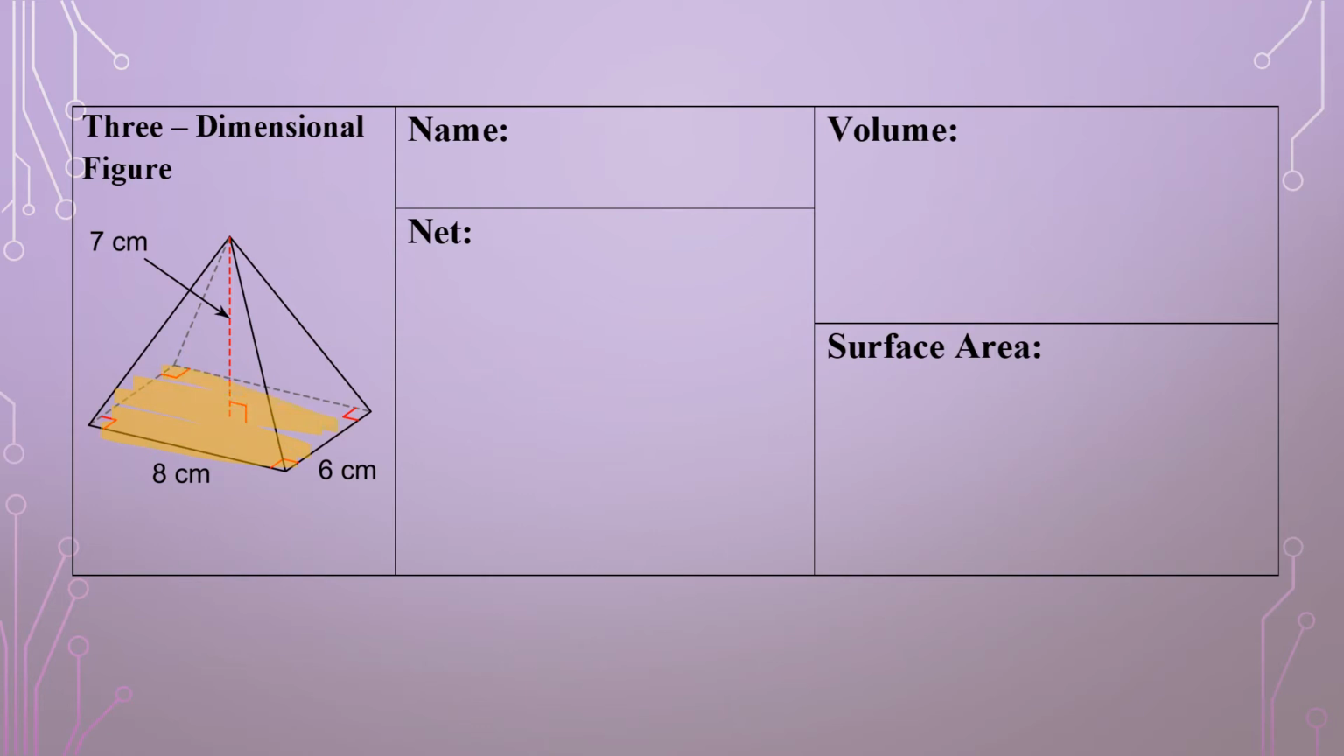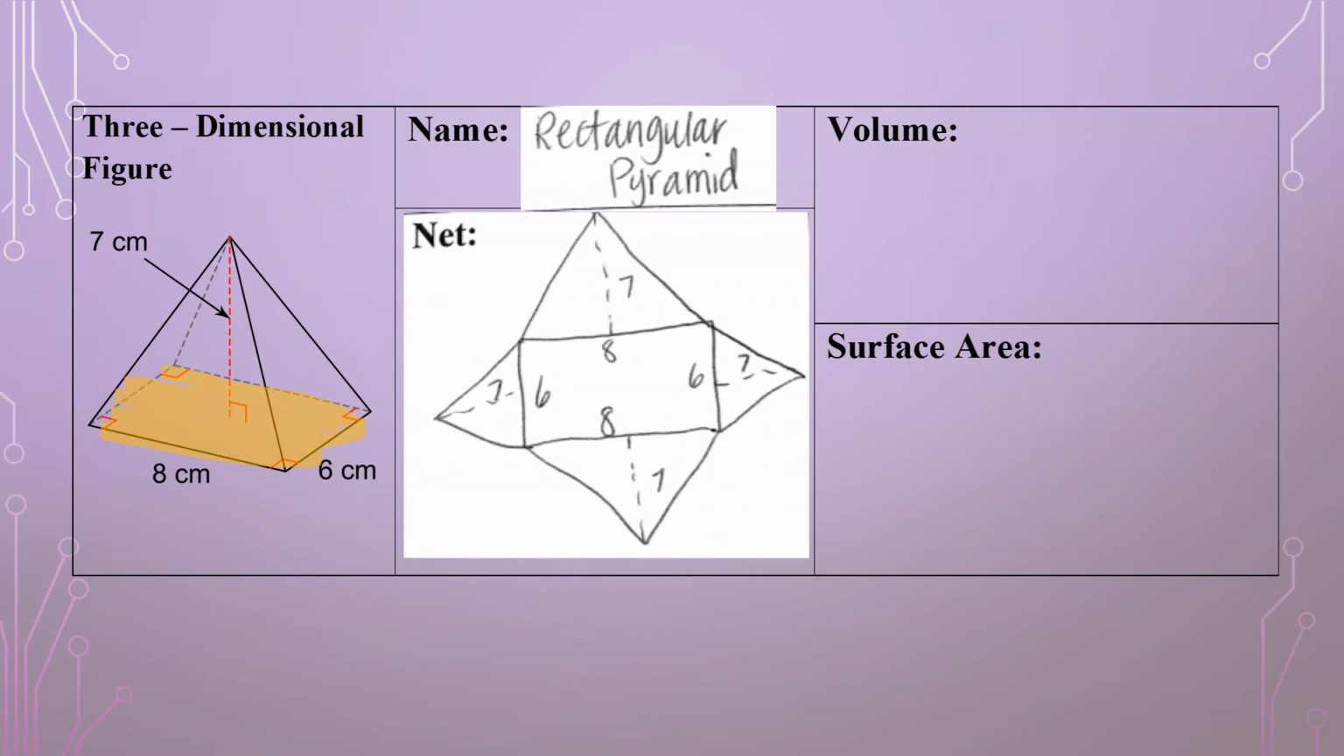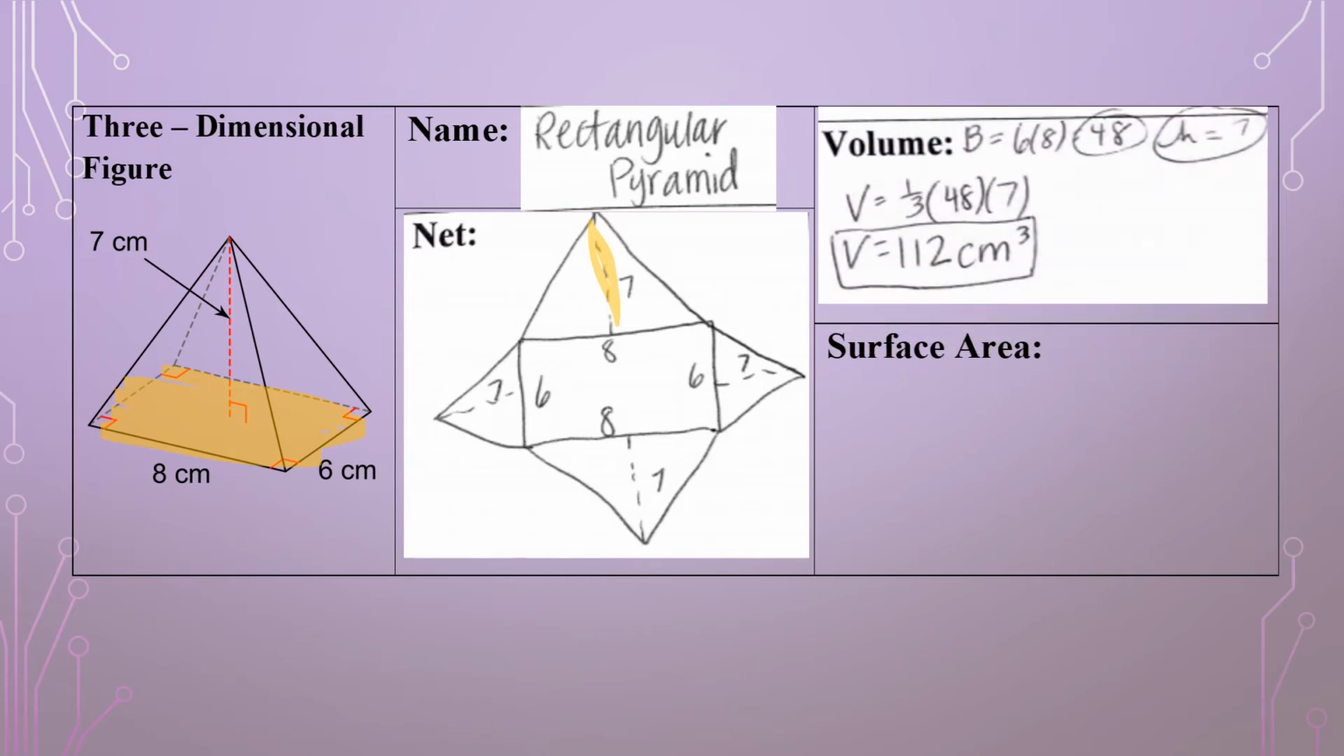The next one, it has a rectangle base. Sorry guys, Nala's gonna bark. It has a rectangle base, so this is a rectangular pyramid. Our net, again, it's like the last one that we just did. Just put in your values. I think I was looking at this question when I was doing the volume for the other one. Okay, so I did the volume first.